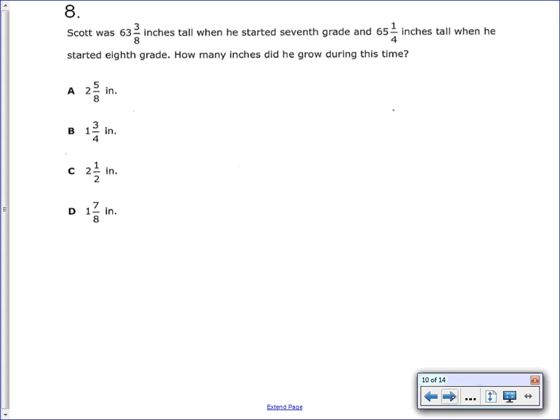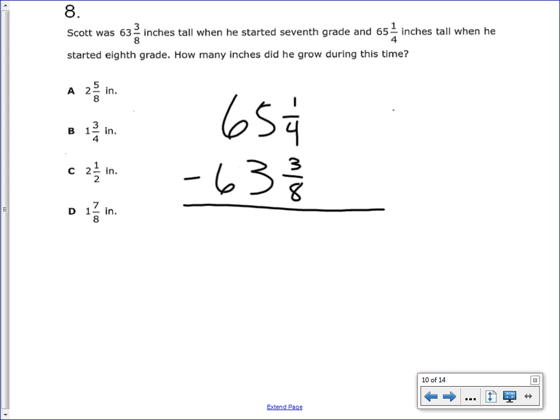Number 8, Scott was 63 3/8 inches tall when he started 7th grade and 65 1/4 inches tall when he started 8th grade. How many inches did he grow? So I'm going to take his ending height and subtract out his beginning height. The first thing I need to do is find a common denominator. The LCD between 4 and 8 is 8.